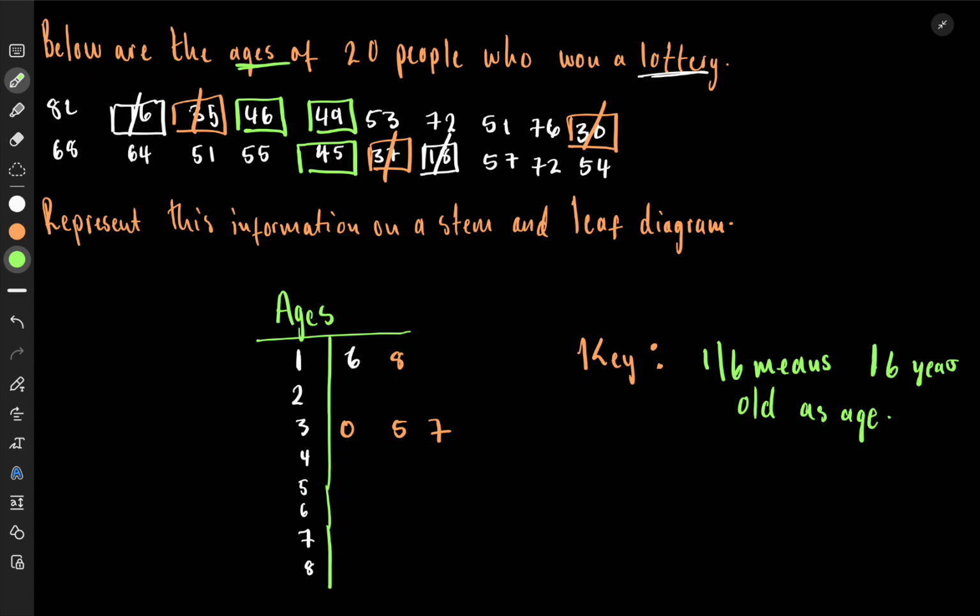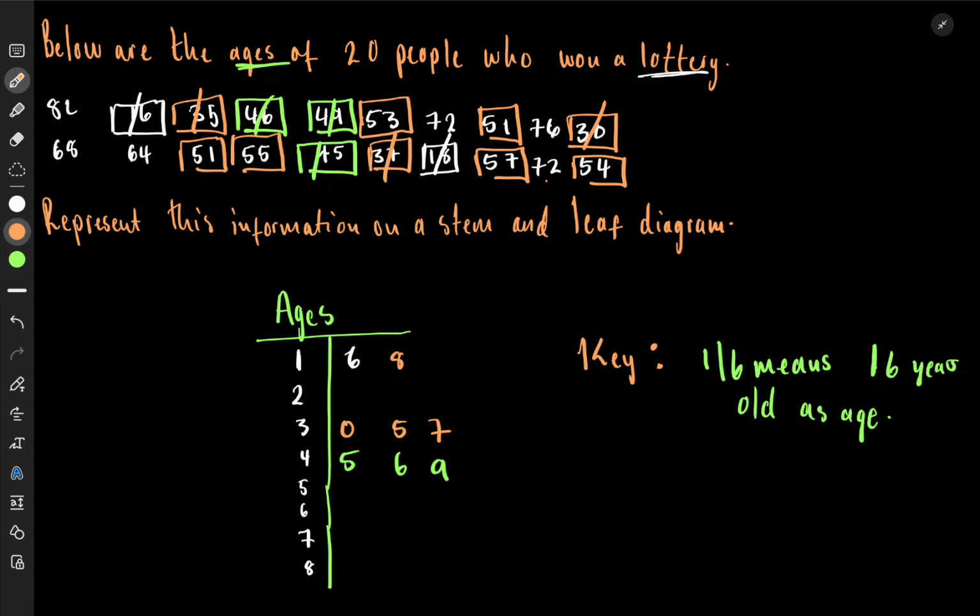So 46, 49, 45. Okay, so 45, I start with the 5. Then 46, I cancel 6. Then I say 9. Now let's go for 50s. 51 right here. 55 right here. 53 right here. 51 right here. 57 right here. And 54. Wow, that's a lot.